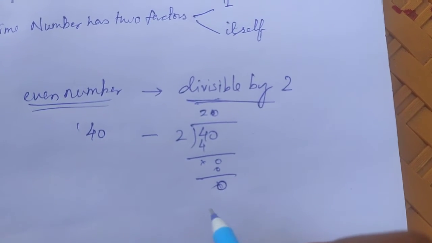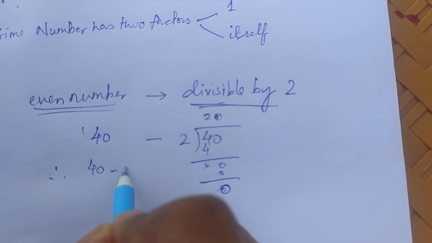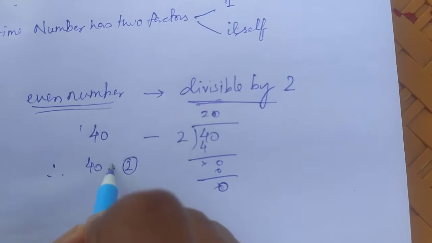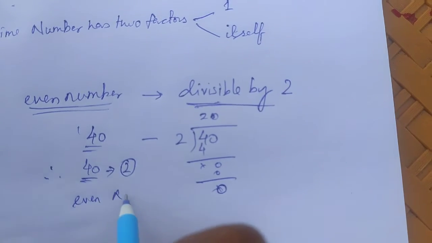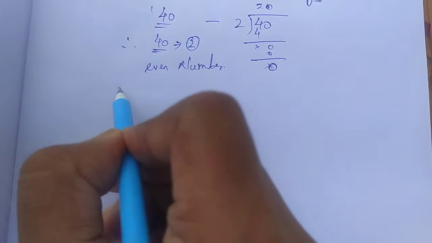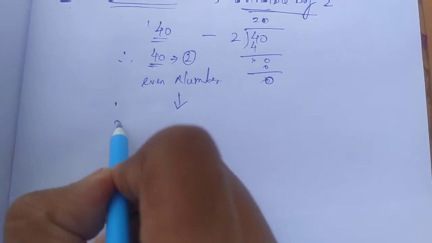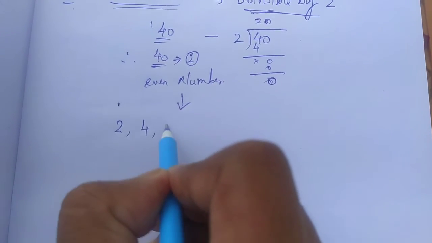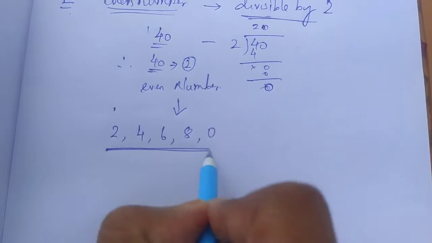Here in the end we get a 0. Therefore 40 is divisible by 2, and therefore this is an even number. So basically an even number ends with 2, 4, 6, 8 and 0.